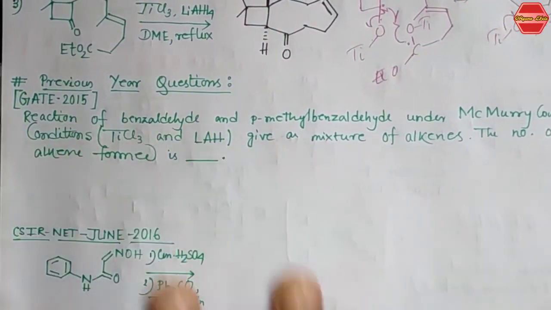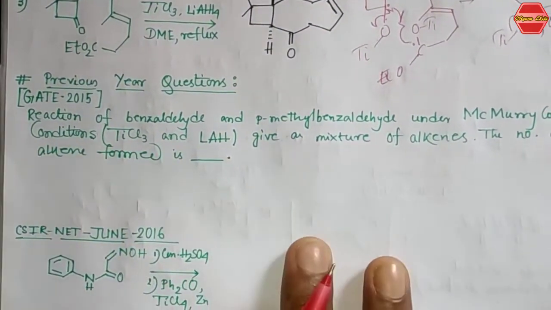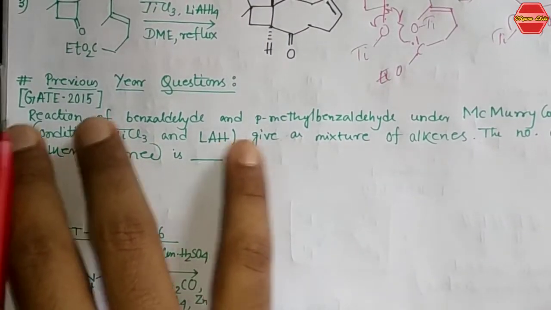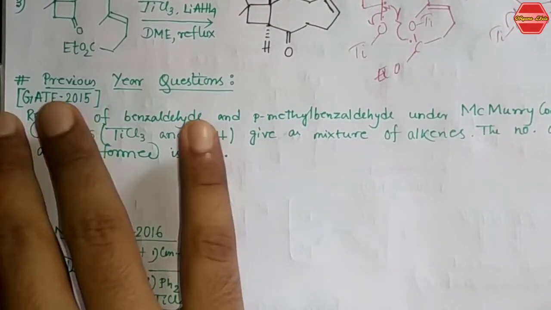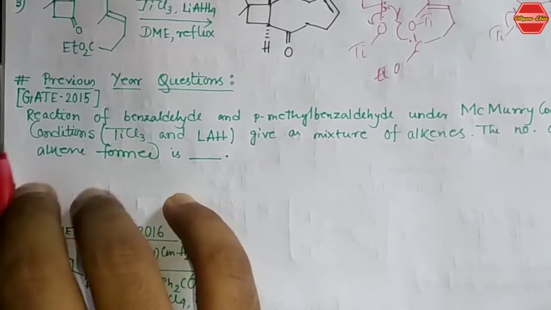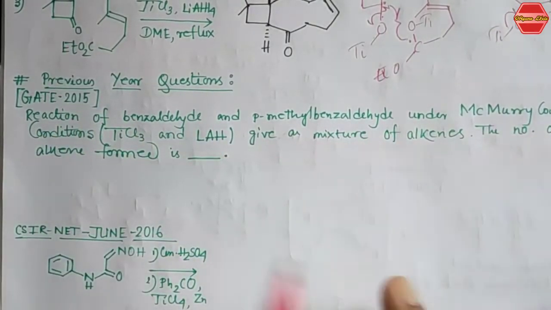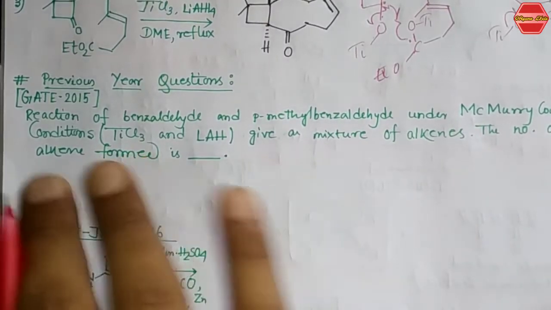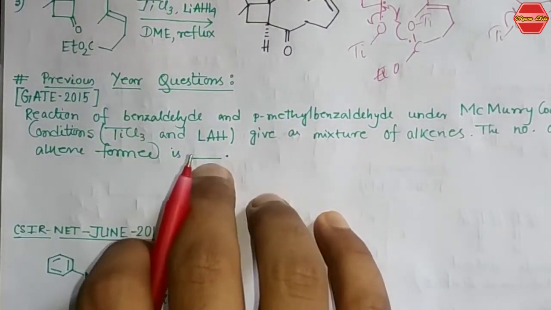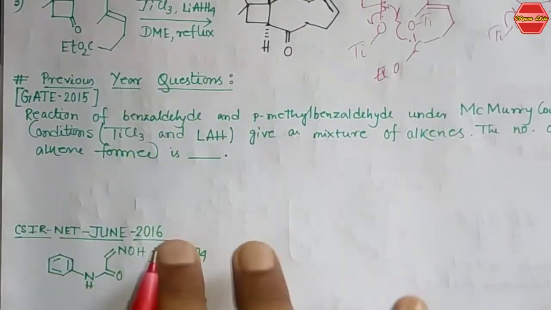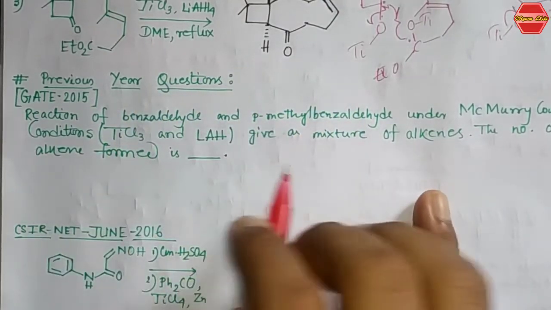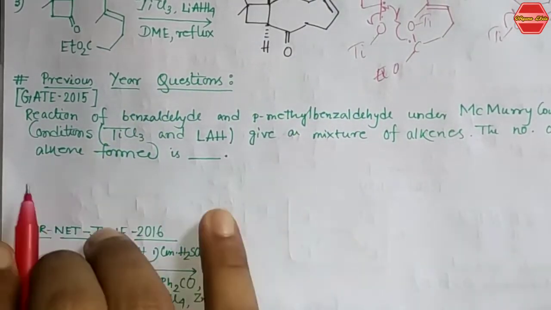Now let's see some previous year questions that have come in different kinds of exams. The first example that we have is GATE 2015. The question says that the reaction of benzaldehyde and paramethyl benzaldehyde under McMurry coupling condition, that is TiCl3 and LiAlH4, that means lithium aluminum hydride, that's your reducing agent, gives a mixture of alkenes. The number of alkenes formed is.